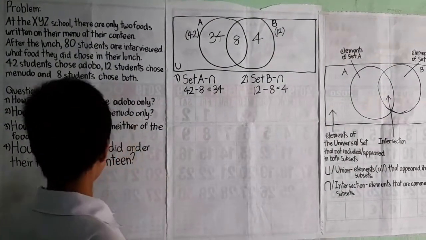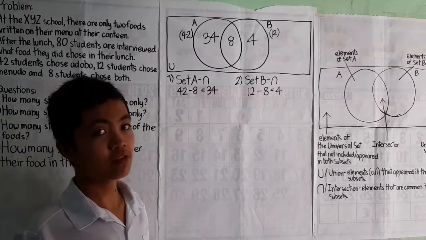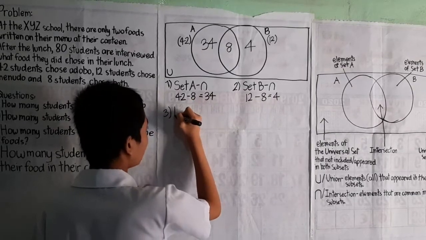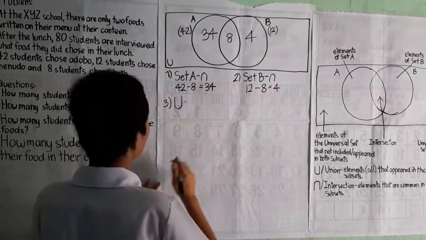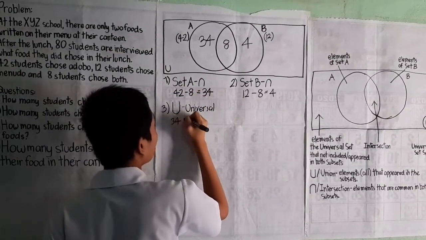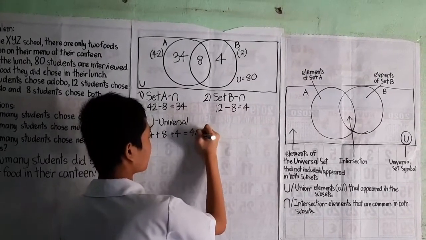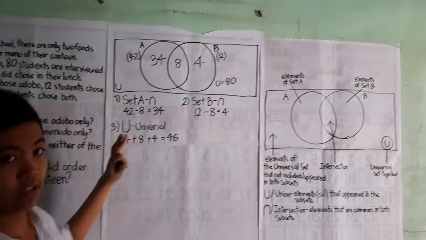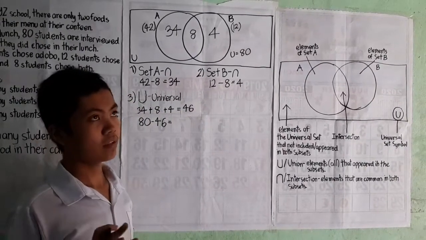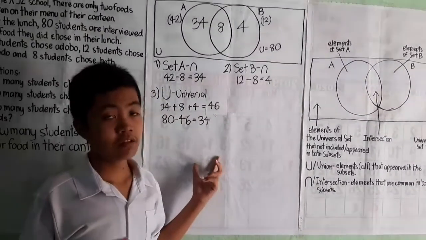Let's move on to question number 3. How many students chose neither of the foods? So what we're gonna do is find the union of this set and then subtract it to the universal set, which is 80 students. Let's add this 34 plus 8 plus 4. So 34 plus 8 plus 4 is equal to 46. So what we're gonna do with the 46? Subtract it to the universal set, which is 80. So 80 minus 46 is equal to 34. So there are 34 students who chose neither of the foods.